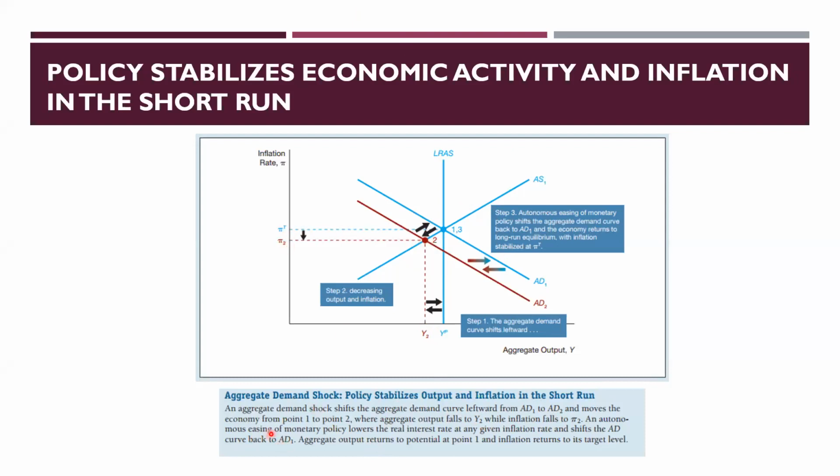An autonomous easing of monetary policy lowers real interest rates at any given inflation rate and shifts the aggregate demand curve back to AD1. Aggregate output returns to potential at point 1 and inflation returns to its targeted level. So that's output and inflation stabilization policies. Okay, I hope this is clear and you can all understand what's happening in this figure.